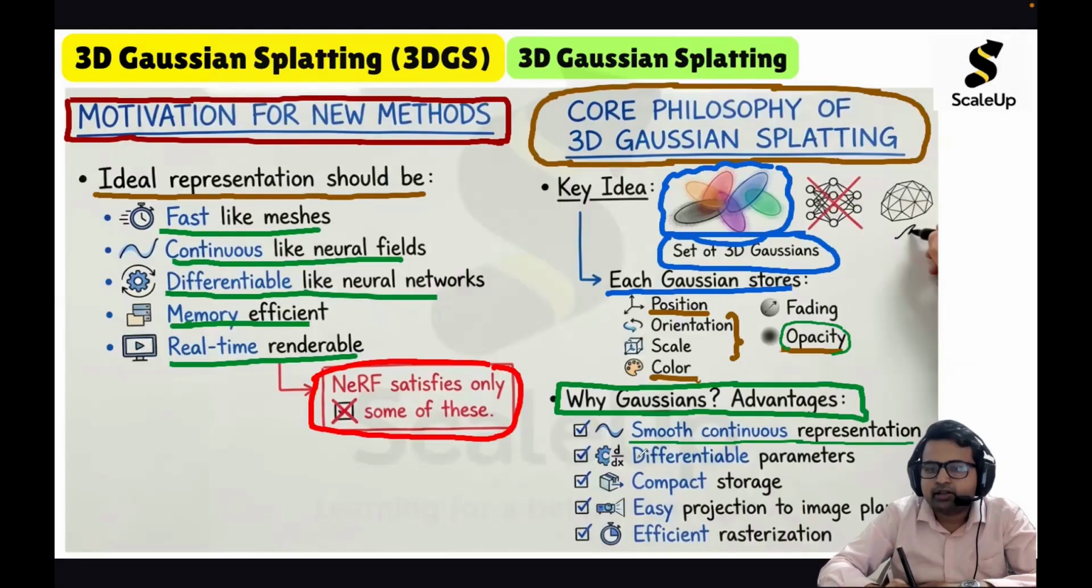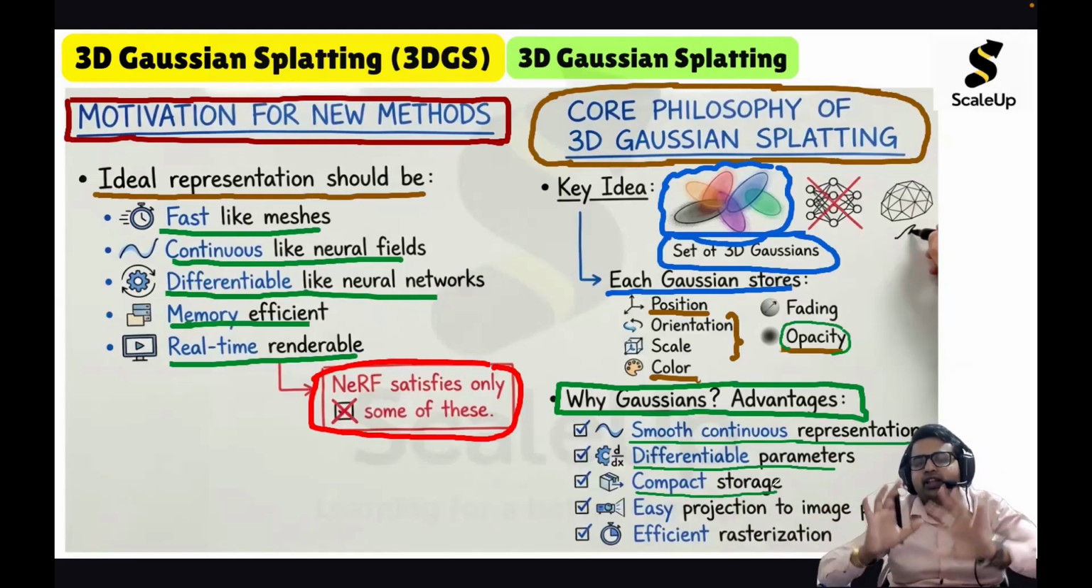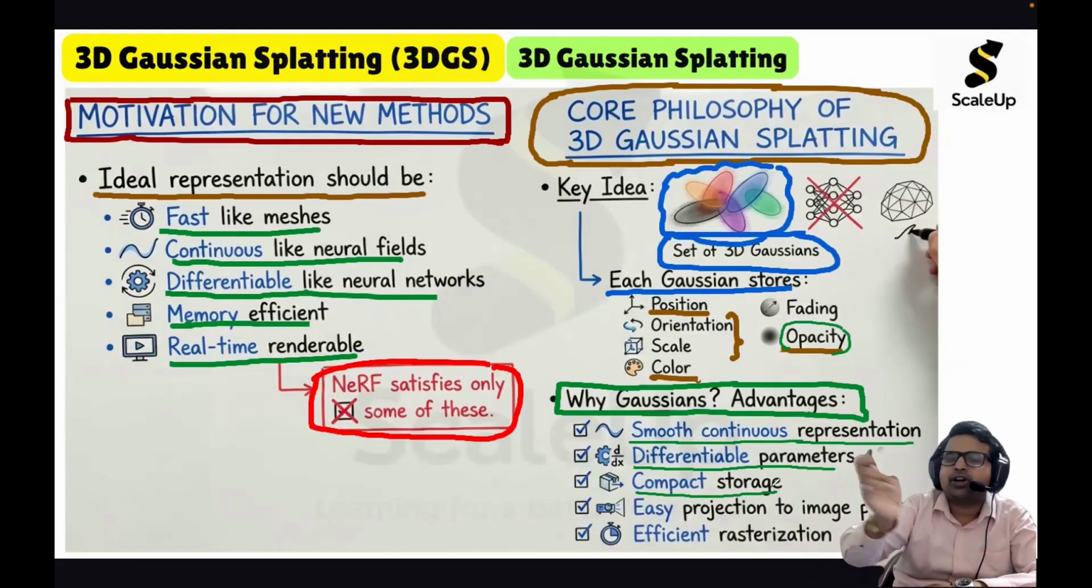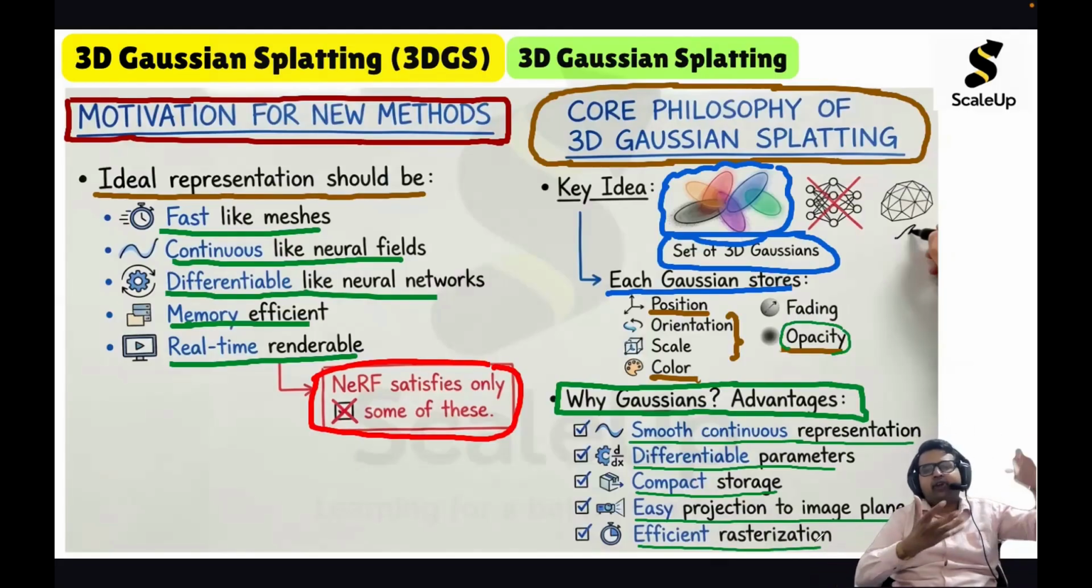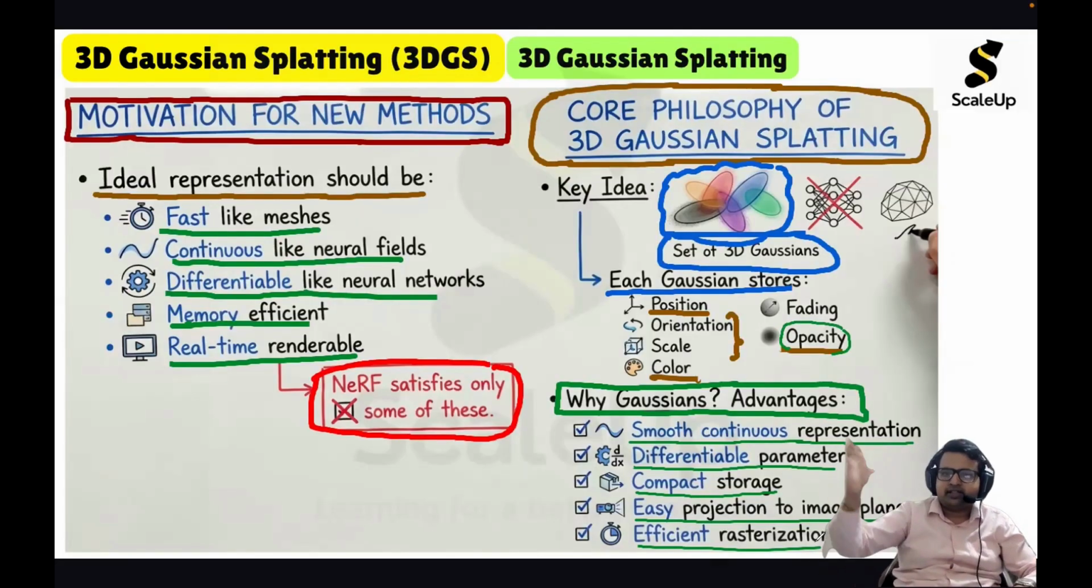Since it is continuous, we have differentiable parameters, compact storage, because we can store one data structure, since we are just storing numbers. So compact storage, easy projection to the image plane, and efficient rasterization. Because now we just have one data structure which is representing a 3D scene.